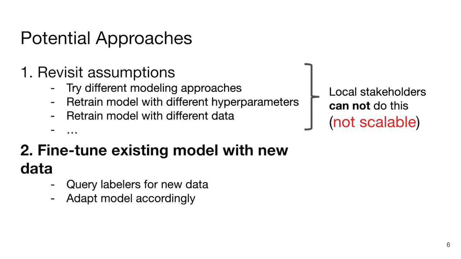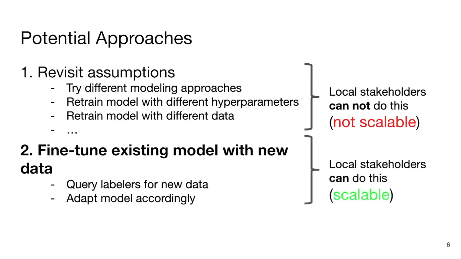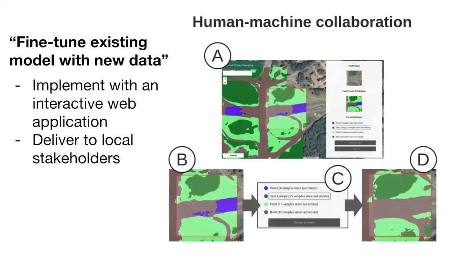So the second way is to fine-tune existing models with new data. So we can simply query labelers for new data and then use that new data to adapt these models accordingly. And I'm saying this is scalable because local stakeholders are going to be able to do this if we provide them with the right tools. What do I mean by this? We've done this by implementing an interactive web application that we can directly deliver to local stakeholders and customize more easily to their individual needs.